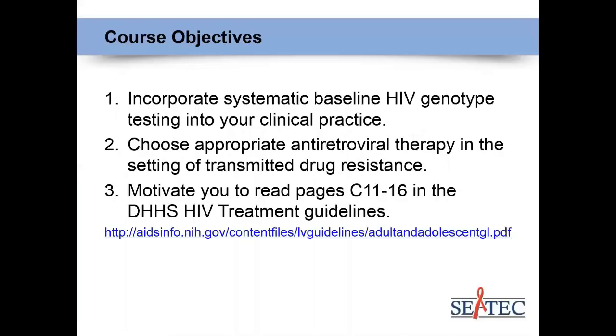So our main objectives today are, one, very practical: incorporate systematic baseline HIV genotype testing into your clinical practice for HIV care. That is something probably a lot of you are doing already, but that you should be doing systematically. Then the more challenging part: when you do get abnormal baseline genotype results, how is that going to affect how you adjust your antiretroviral therapy? And we'll go over some examples with that.